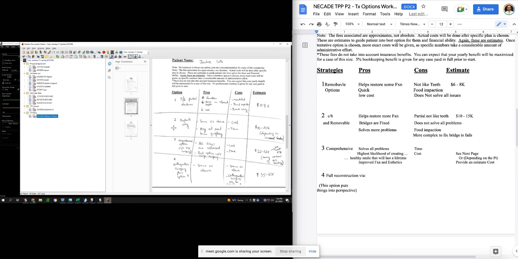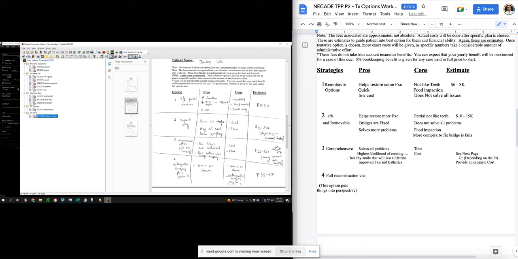maybe a year ago. All right, so I had upper and lower partials. I put 5 to 9K. We came up to 6 to 8. Then I had implants only. So I did not have another removable option. Instead, I said, what if we just put implants in?